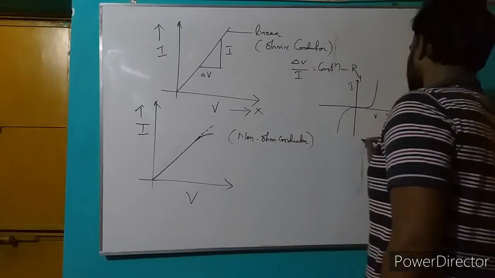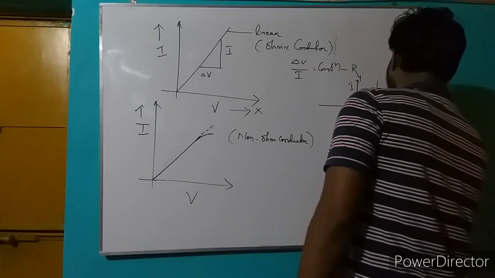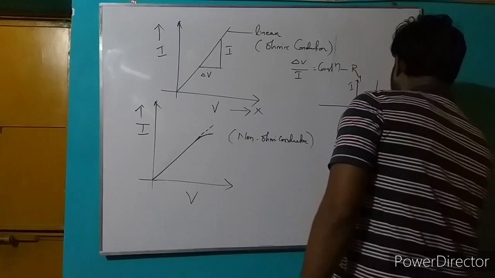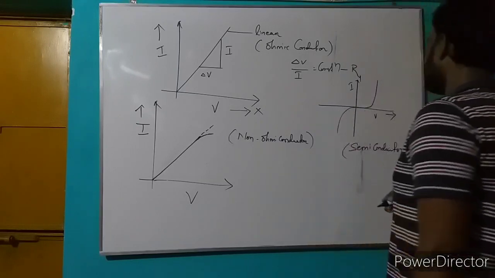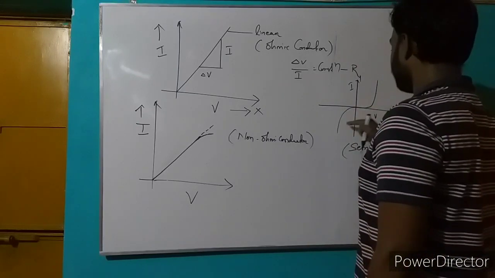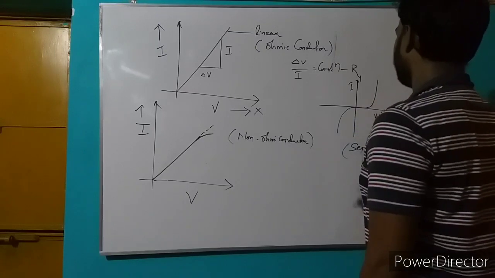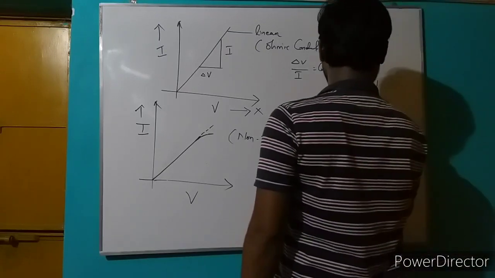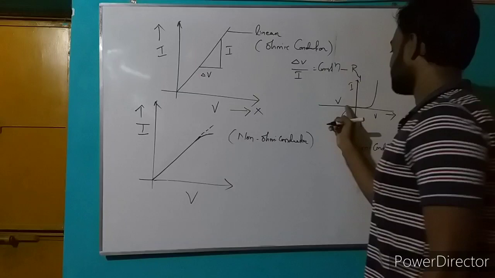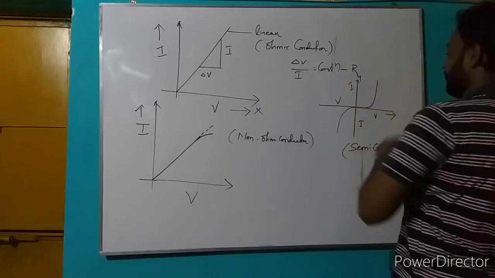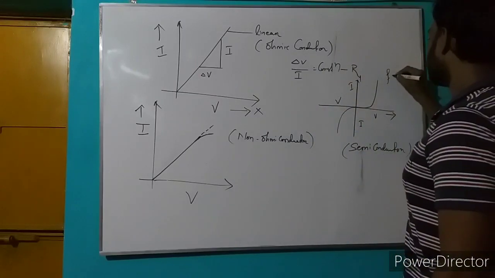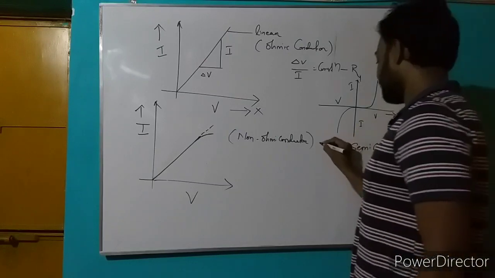This is for semiconductor. Clear? For semiconductor, the graph becomes like that line. So that is V and this is I. This is the third quadrant, this is the first quadrant. So it is in forward bias and it is in reverse bias.